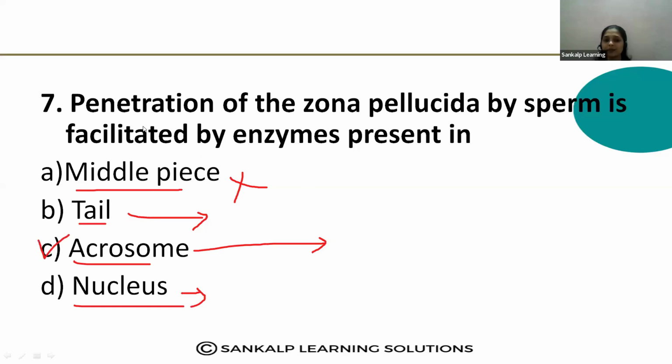Read the question carefully. Penetration of the zona pellucida by sperm is facilitated by the enzymes present in acrosome. This is the direct question. Acrosomes ಅಲ್ಲಿ enzymes ಇರುತ್ತೆ, penetration ಮಾಡ್ಲಿಕ್ಕೆ acrosome help ಮಾಡುತ್ತೆ. But there is no nucleus helping for the penetration of the zona pellucida layer, and there is no role of the tail for the penetration, and middle piece contains the mitochondria. ನಿಮ್ಗೆ ಗೊತ್ತಿದೆ mitochondria provides the energy for the sperm for the swimming purpose, right? So option C is the correct answer.